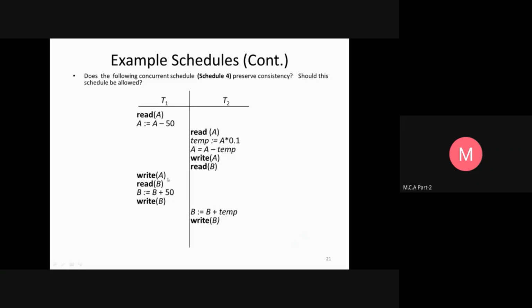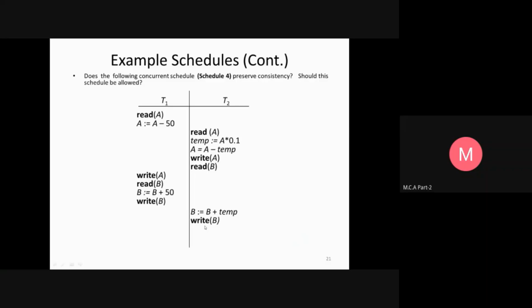write of A is not of T2, but the final write of A is of transaction T1. But the final write of B is of T2. So it's not really equivalent to a serial schedule. Okay, so that's why we end up having an inconsistency in the database.